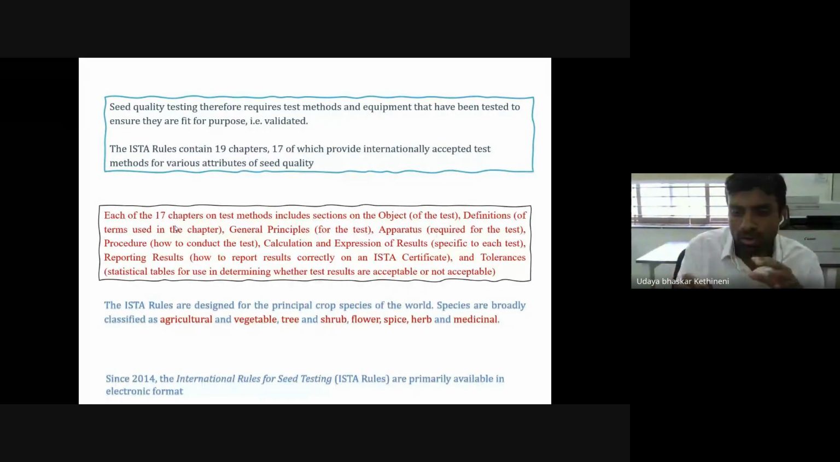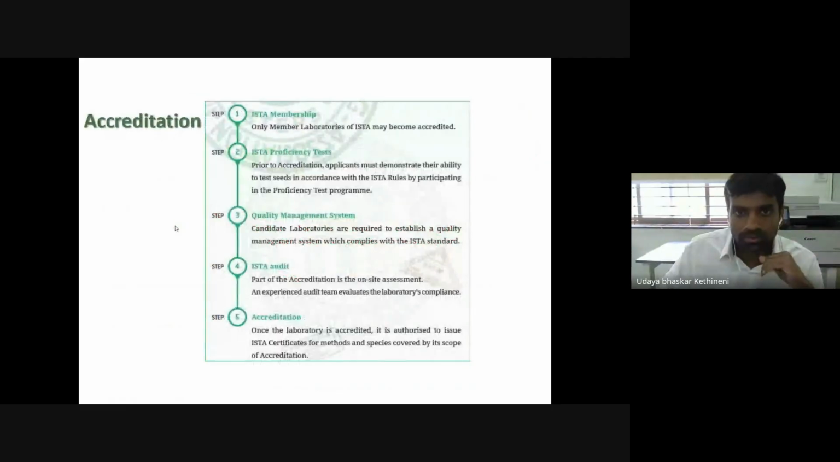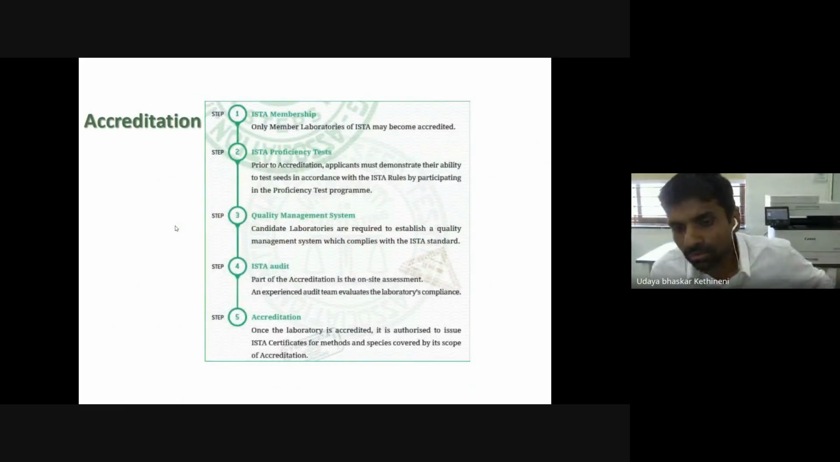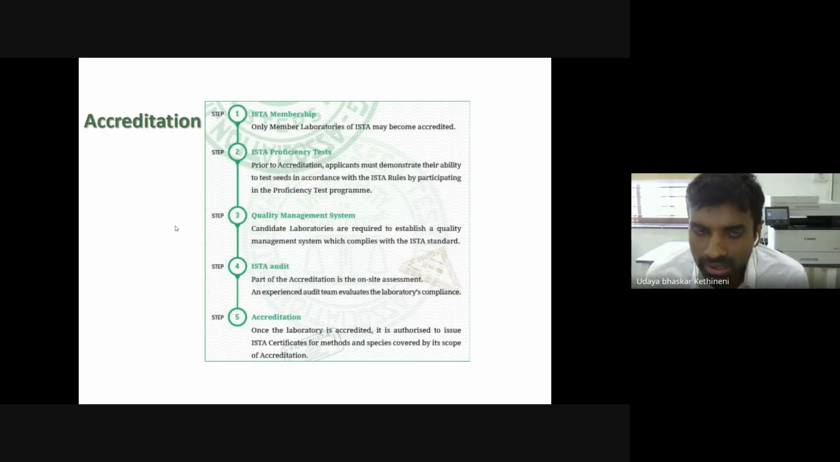This testing manual is broadly taken from the crux of the ISTA rules. There are some variances, but the basic soul is taken from ISTA only. So with respect to accreditation, I just want to give a brief about accreditation also.